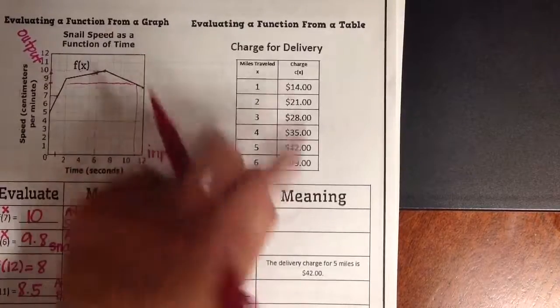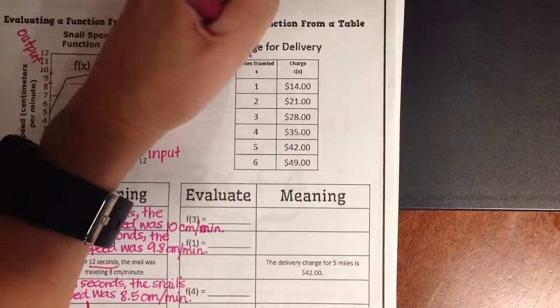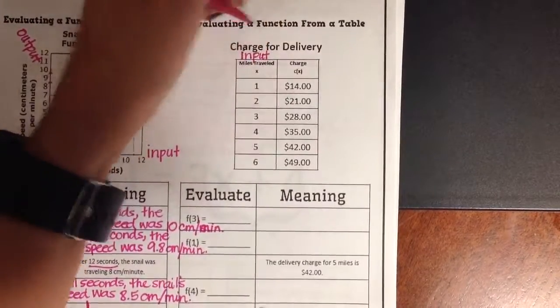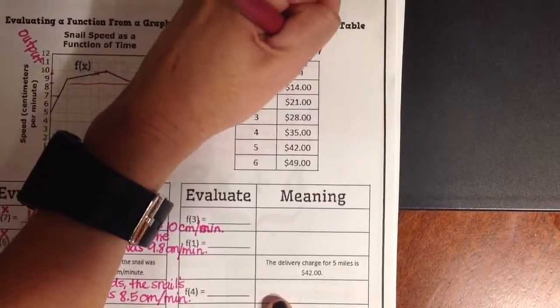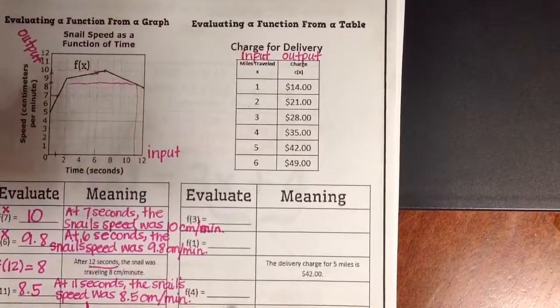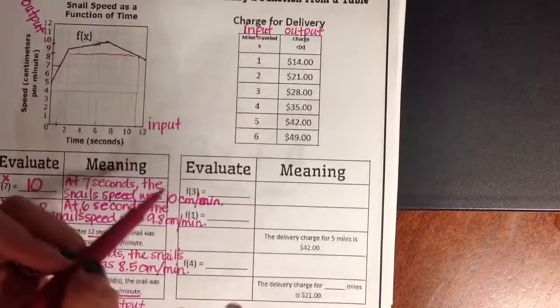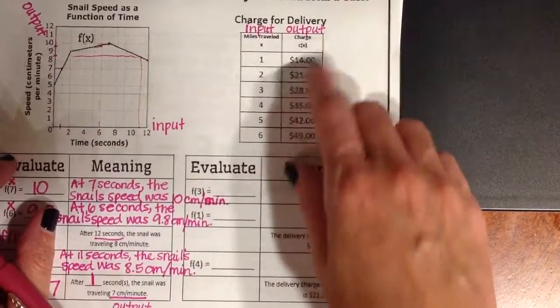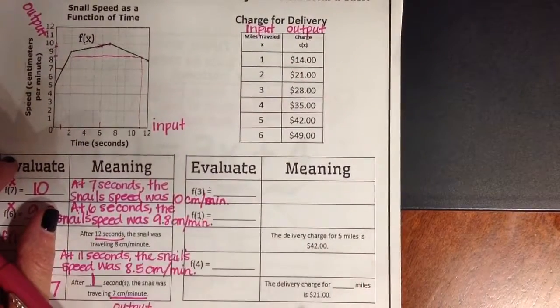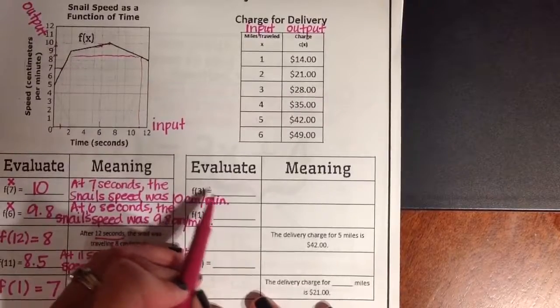If it's a vertical table, your inputs are going to always be on the left because those are where your x values are, and your output column is always going to be on the right because those are your y values. Okay? So now we're just going to do the same thing we've done before. So now I just need to know which column I need to look in, and then we're going to write the meaning. So the first one, f of 3 equals.